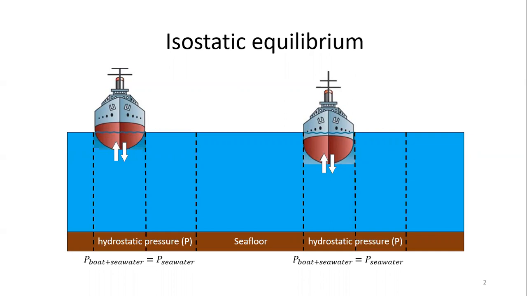Recall our simple boat and seawater example of isostatic equilibrium. This example looked at how boat plus seawater and seawater columns exerted the same hydrostatic pressure on the underlying seafloor. Regardless of the weight of the boat, a constant hydrostatic pressure, or isostatic equilibrium, was maintained across the seafloor.